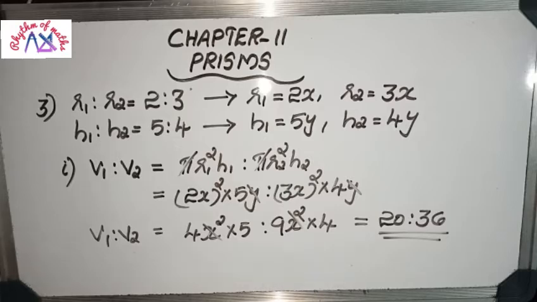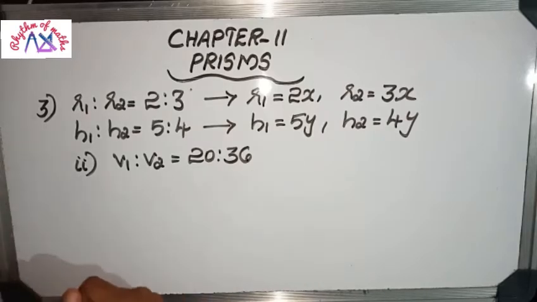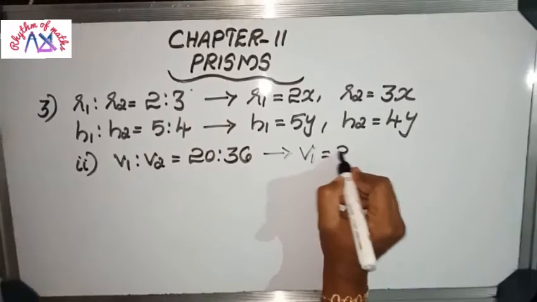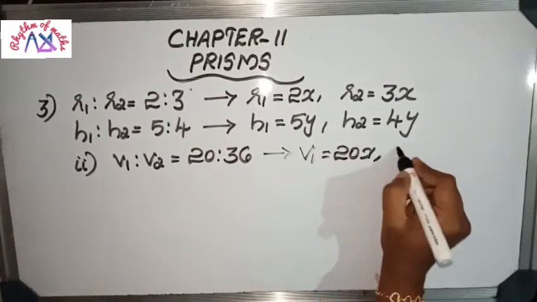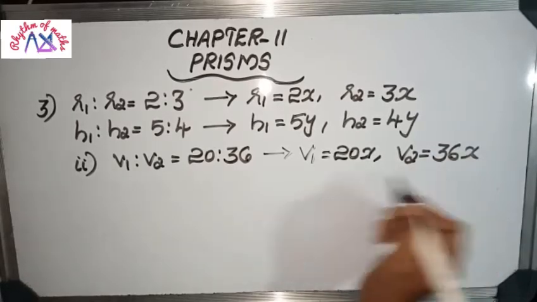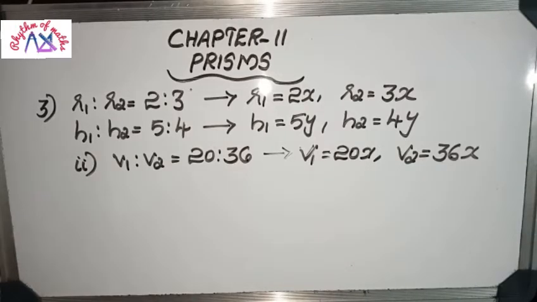Now let's do the second sub question. In the second sub question, first volume we have. Okay, so first cylinder's volume we know, then we have to find the second cylinder volume. Let's see how. Here we already found volumes are in the ratio 20 is to 36. Now from this what will be V1? First volume will be equal to 20x. Then second volume will be equal to 36x. Okay, according to the ratio these two are the values, V1 20x and V2 36x.